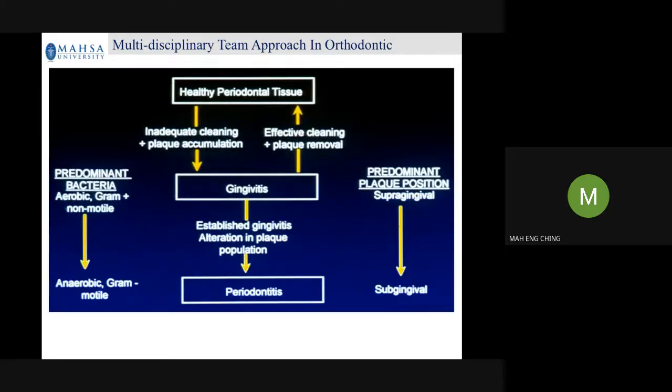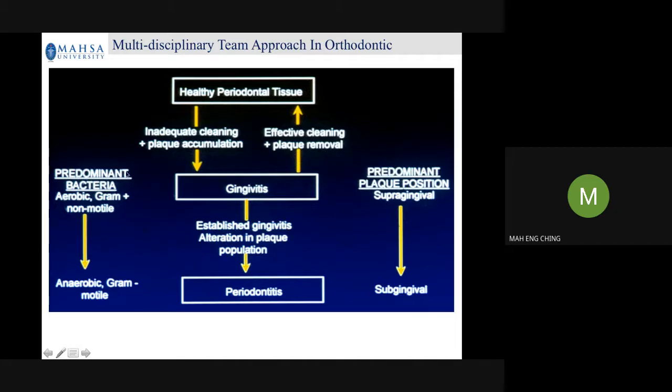Okay, I think my perio knowledge is already outdated, but this is what I remember from my undergraduate days. So I think with healthy periodontal tissue, once you have plaque accumulation, it becomes gingivitis. Then gingivitis will become periodontitis if you ignore it. And also, if you do an effective cleaning, then you can reverse it to healthy periodontal tissue.